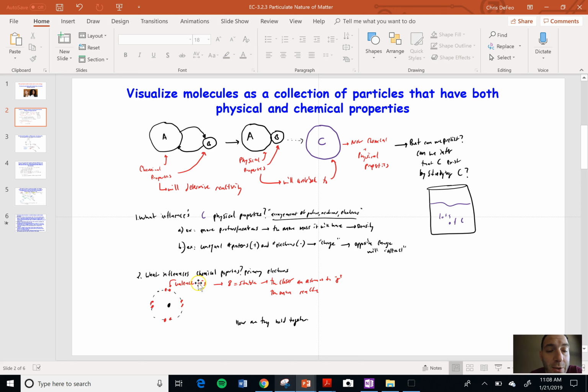Remember that valence electrons, the electrons in the outer shell surrounding the nucleus, will determine chemical properties. And the closer an atom gets to 8 electrons, that's supposed to be an 8 there, the more reactive it is.